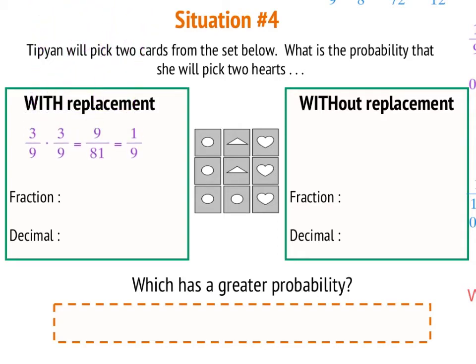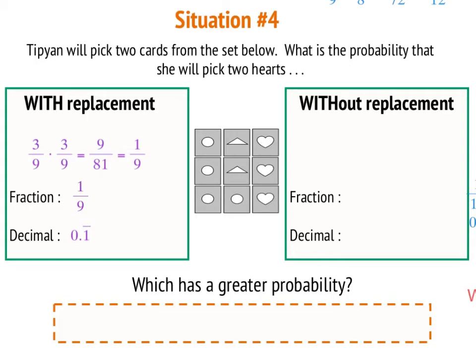So for our first scenario, we've got 3/9 times 3/9. So 3 times 3 is 9, 9 times 9 is 81. 9 over 81 reduces to 1/9. So we've got our fraction as 1/9, but again, we're going to be using decimals to compare because that's a lot easier. So 1/9 converts to 0.1 repeating. So now we're going to do it without replacement.